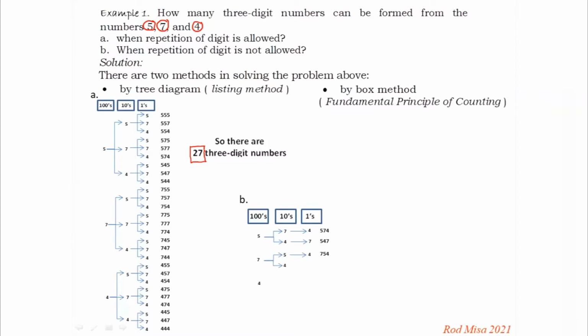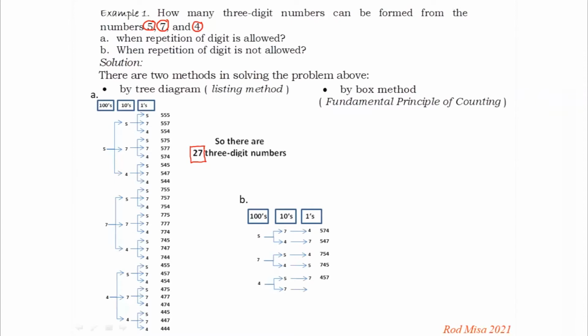Or I can have 7 in the hundreds place and 4 in the tens place. So I have only one choice of 5 in the ones place. So the 3-digit number is 745. Or I can have 4 in the hundreds place, 5 in the tens place. So I have only one choice in the ones place, which in this case is 7. So the number formed is 457.